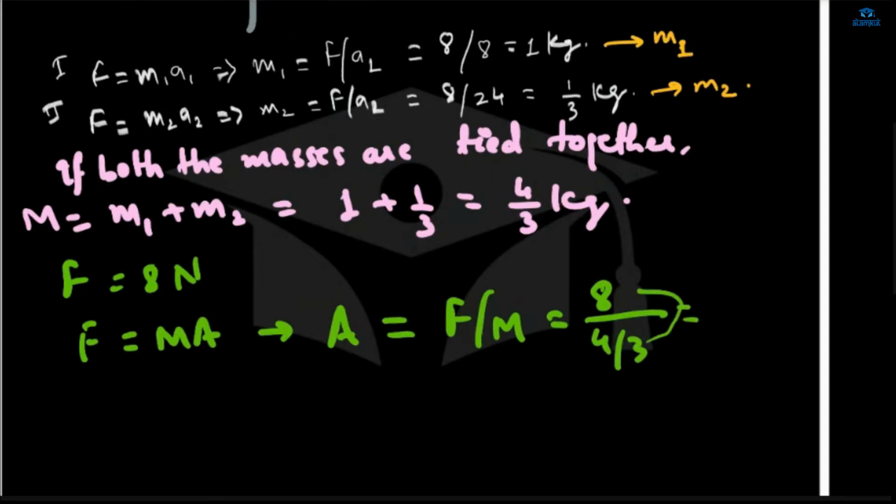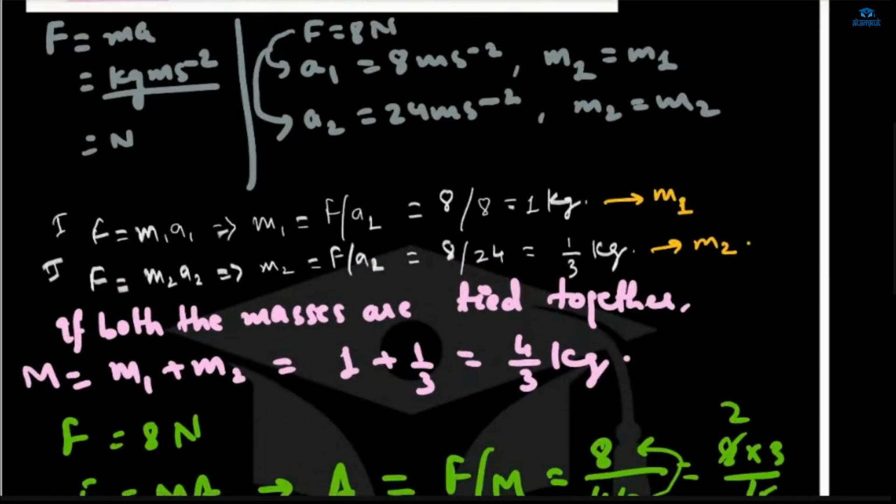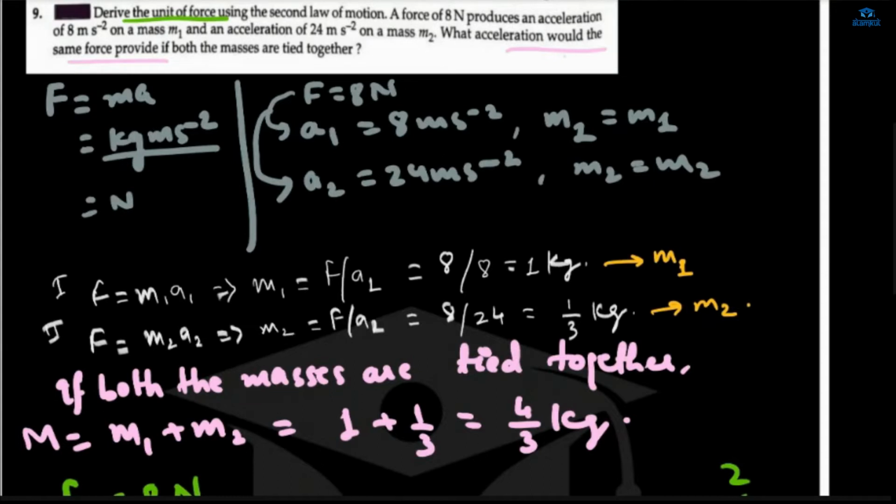3 will go to the numerator. So 8 into 3 by 4 will remain in the denominator. It will be 6 meter per second square. 6 meter per second square. Okay, because acceleration will obviously get decreased. Why will acceleration get decreased?